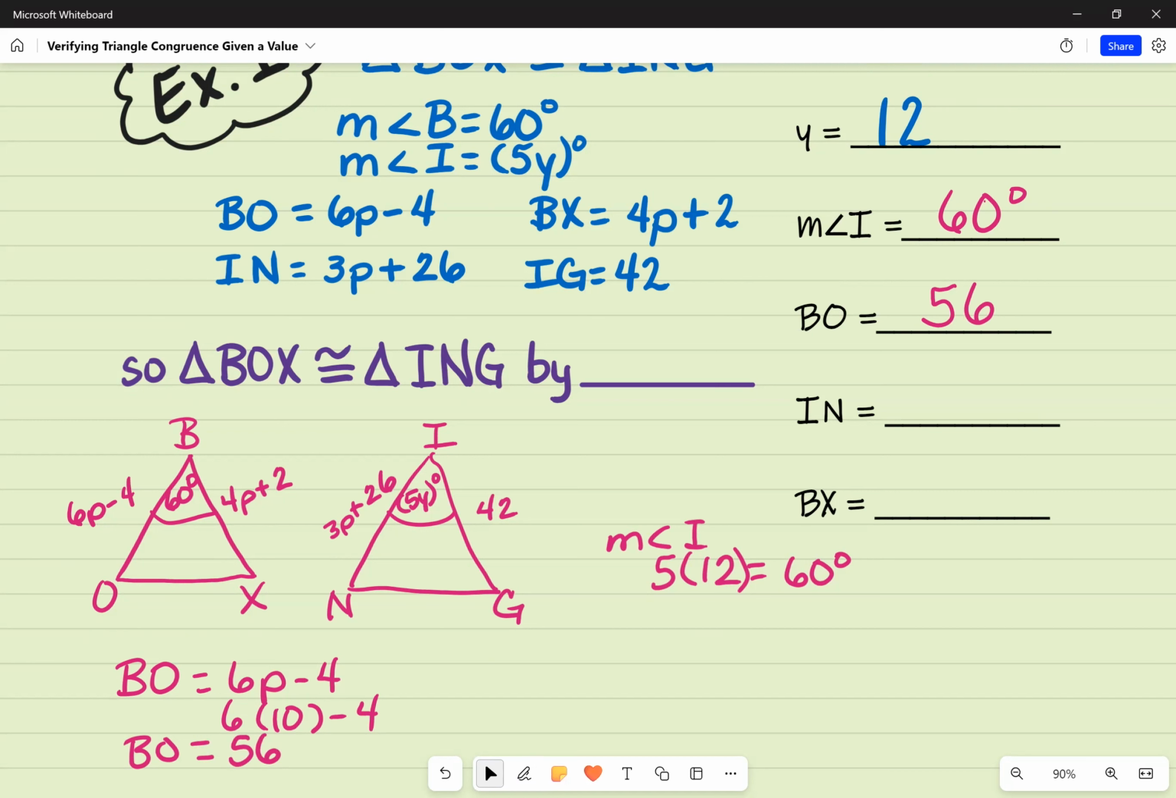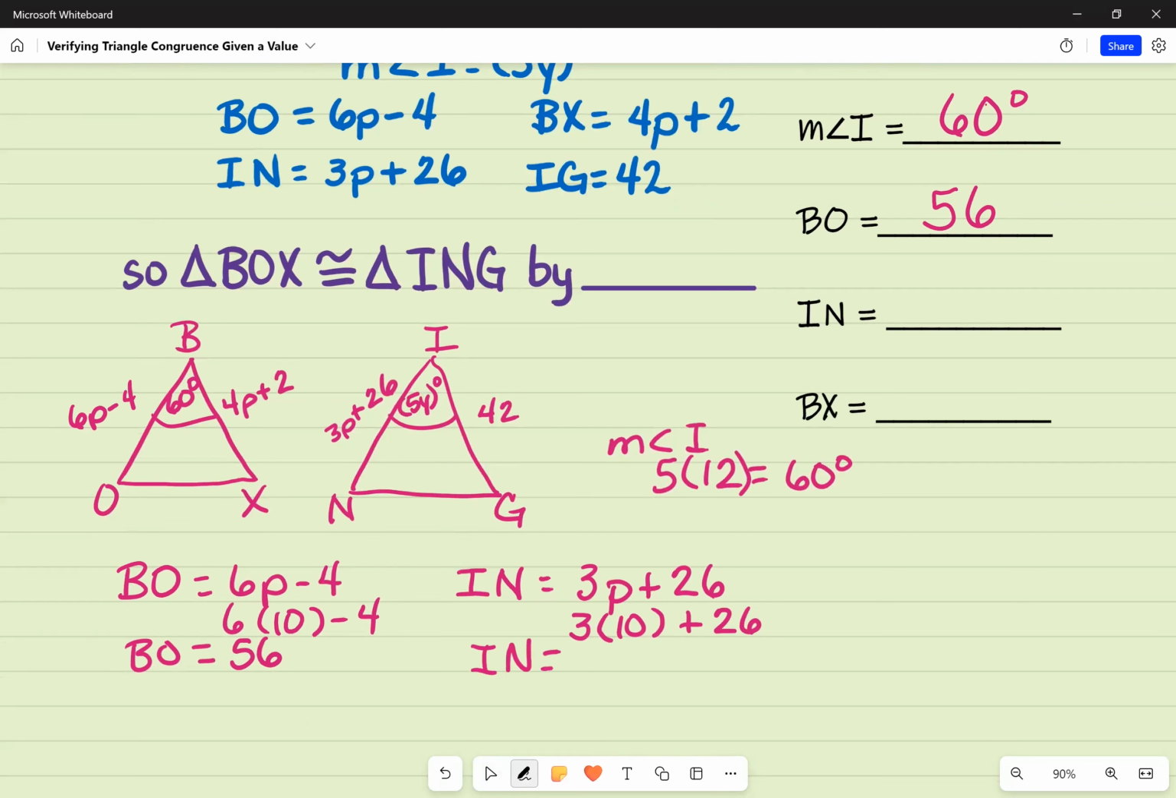Now I'm going to look at segment IN, which is given as 3p plus 26. Again, p was given as 10, so I'm going to replace that p with 10 and follow the expression. IN is 3 times 10, which is 30. 30 plus 26 is 56. So what I notice is both segments are congruent. I'm going to annotate that on my figures with tick marks. Sides are annotated with tick marks and angles are annotated with arc marks.